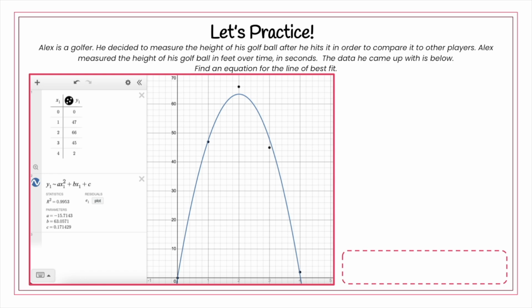So my equation, I'm going to round to the nearest hundredth because again, these decimals are going to go on for a while, so I'm going to round. But we should have y is equal to negative 15.71x squared plus 63.06x plus 0.17.